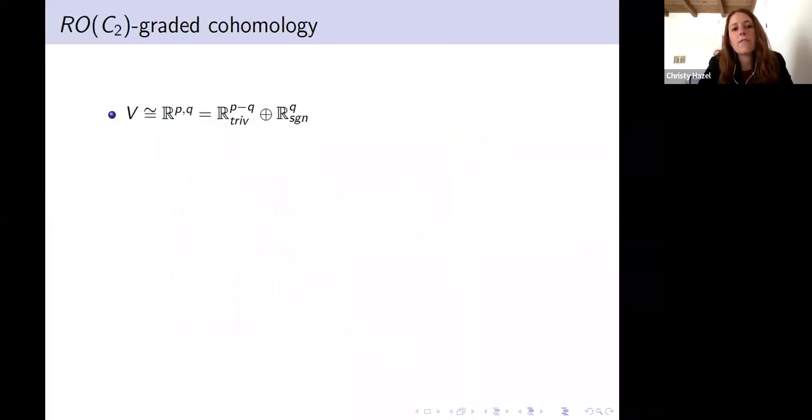So now I want to specialize to the case where G is C2, the cyclic group of order 2. In this case, any C2 representation decomposes as a direct sum of copies of the one-dimensional trivial representation and the one-dimensional sign representation. Here I'm using this notation R^{p,q} for the p-dimensional representation that has q sign reps.